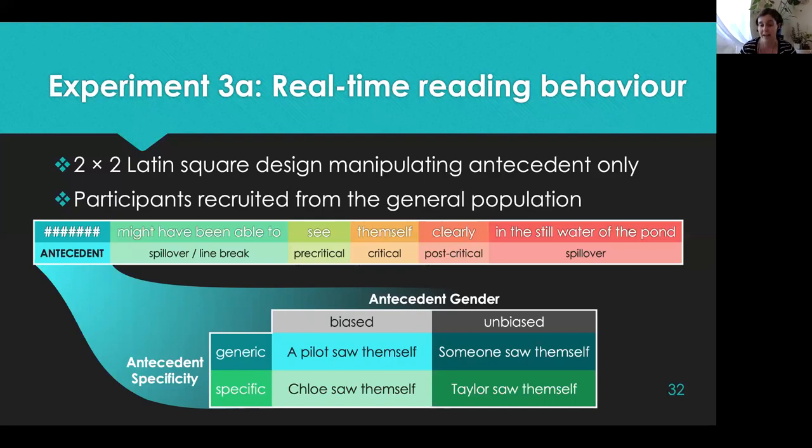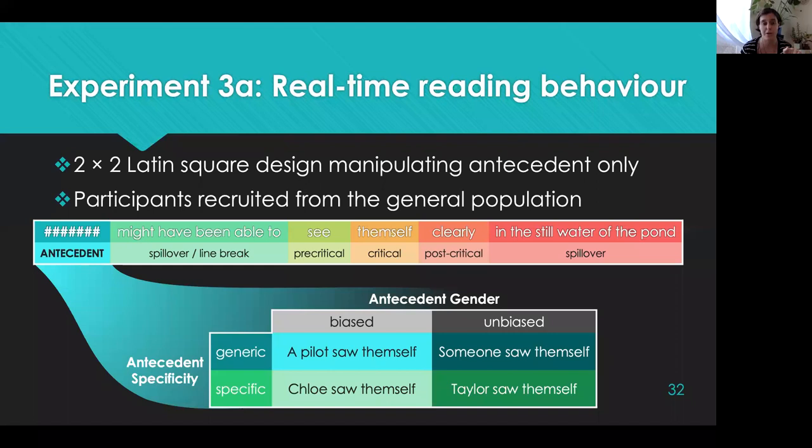So these four categories are the only manipulation that occurs in this sentence. So the antecedent is one of these four categories, and the critical region themselves is consistent across all four versions of this sentence. And that'll be critical for understanding what happens.